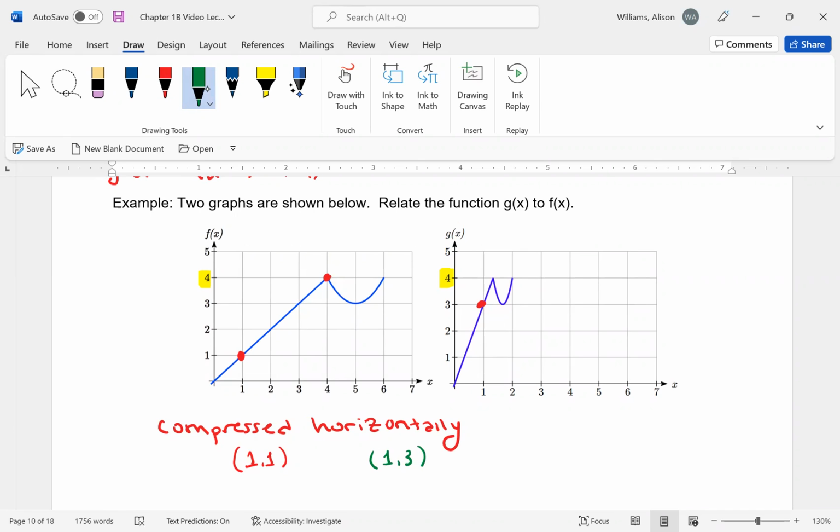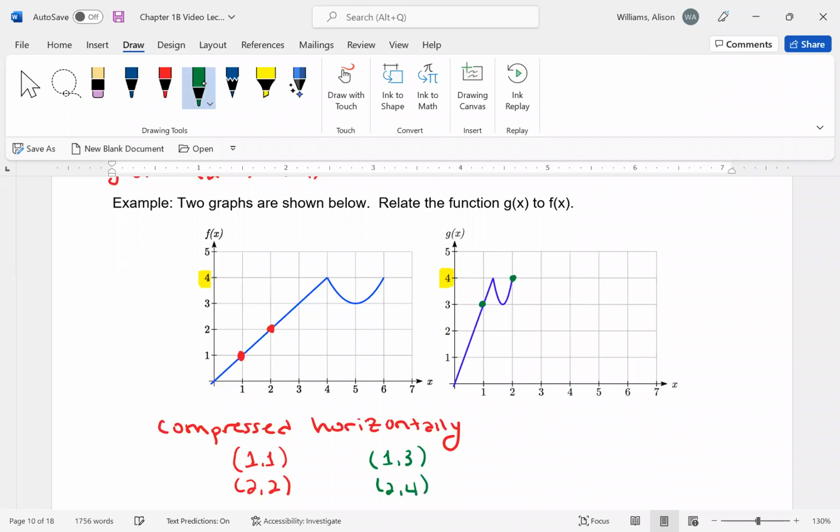Oh, let's pick some other points. First graph, 2, 2. I should probably do them in the same color, right? Second graph looks like 2, 4.